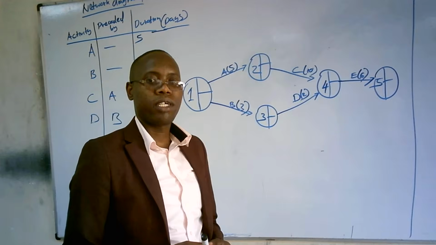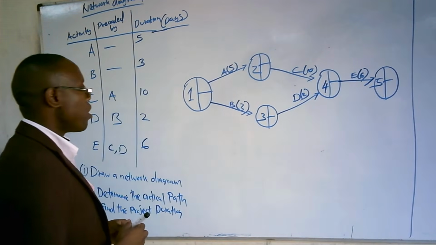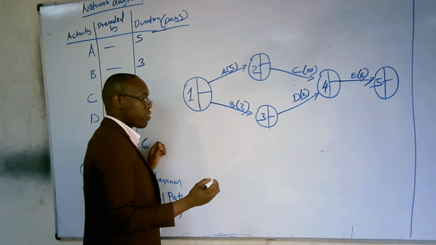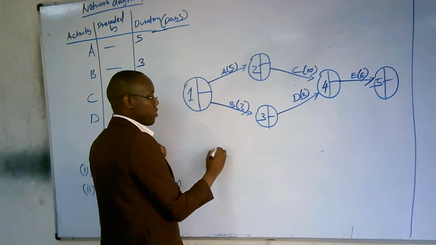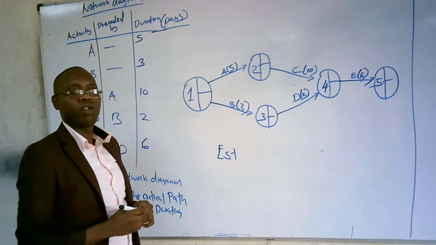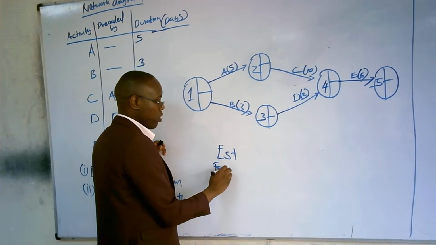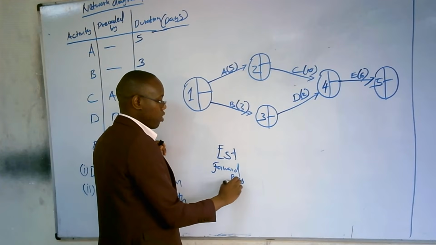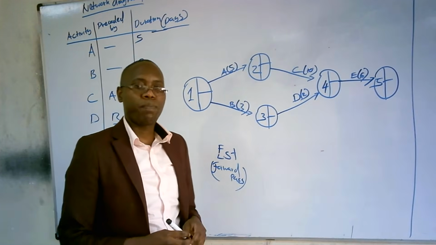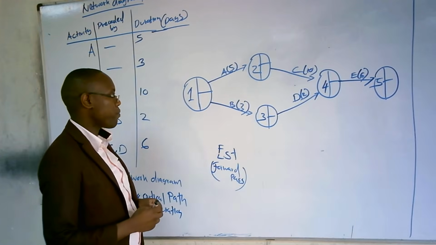And how do we get the critical path? That's the question that we should ask ourselves. How can we get that critical path? For us to find the critical path, we must first of all find what we call the earliest start time, which sometimes we call the forward pass. So we must find that earliest start time, also known as the forward pass, because we are going to move forward so that we can find that critical path.